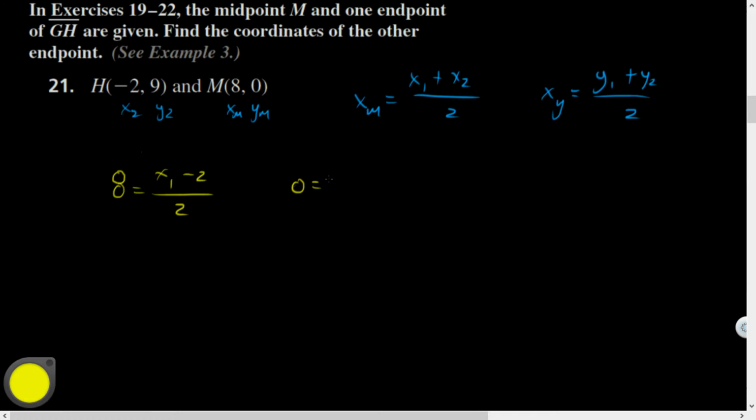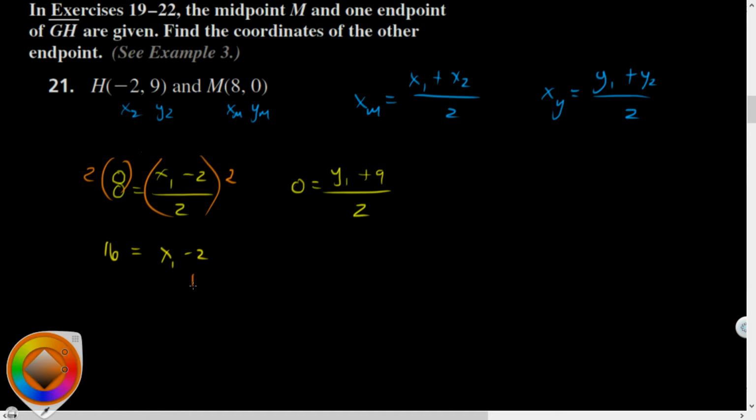0 is equal to y1 plus 9 over 2. Now, in order to solve these, I'm going to multiply both sides by the denominator first. 16 is equal to x1 minus 2, and then I'll add 2 to both sides. I think that's the easier way to do it rather than creating unnecessary fractions. So, symmetric property of equality, x1 is equal to 18. And over here, we'll double both sides.